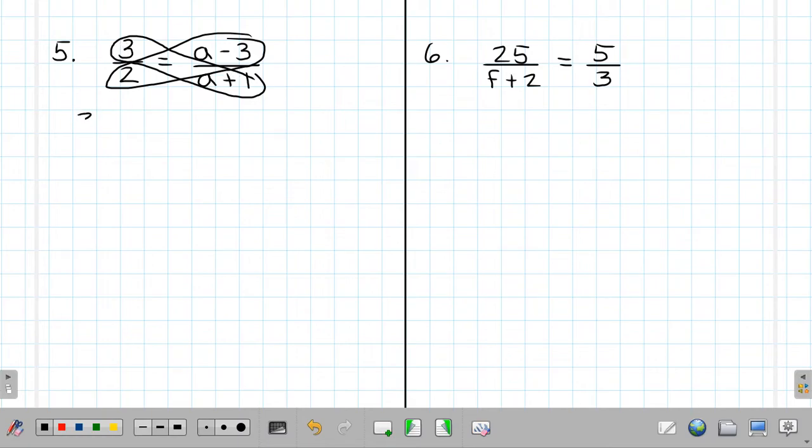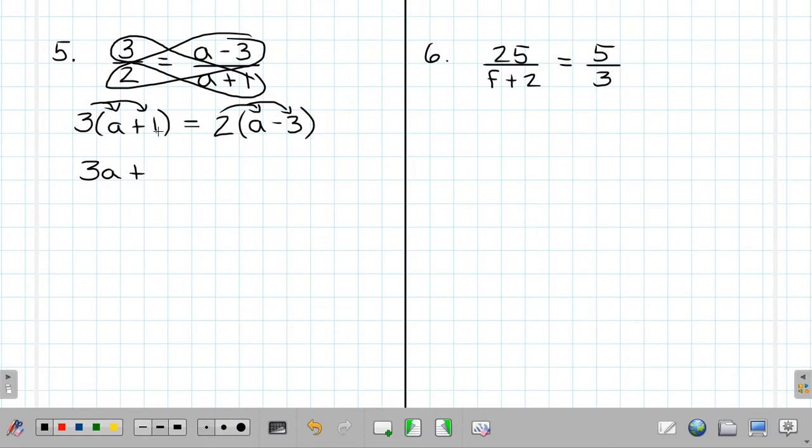I'm going to do 3 times a plus 1 first. Then that's going to be equal to 2 times a minus 3 next. Same kind of thing here. We're going to distribute on both sides this time. 3 times a gives me the 3a, plus 3 times 1 is 3. 2 times a gives me 2a, minus 2 times 3 is 6.